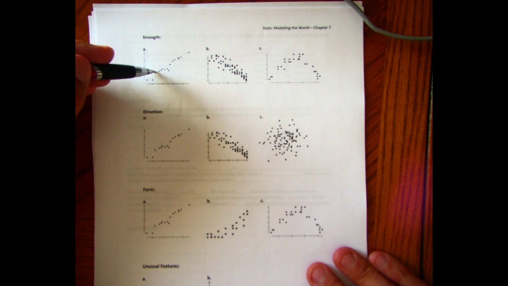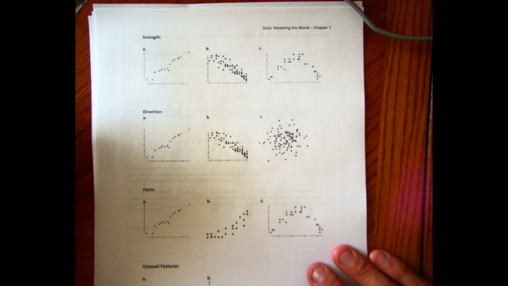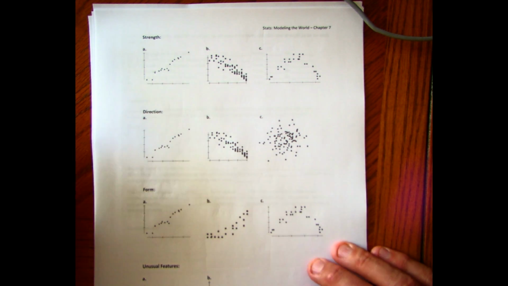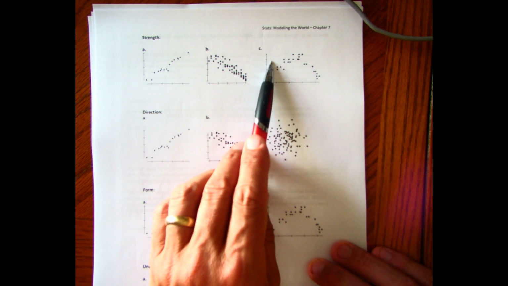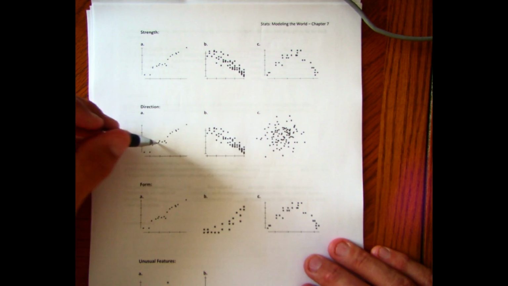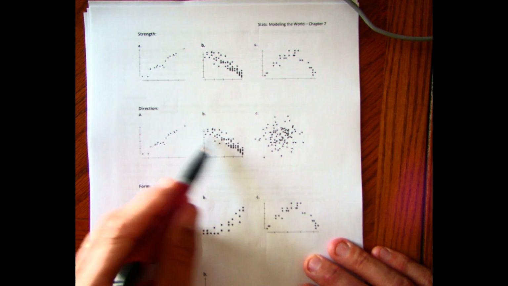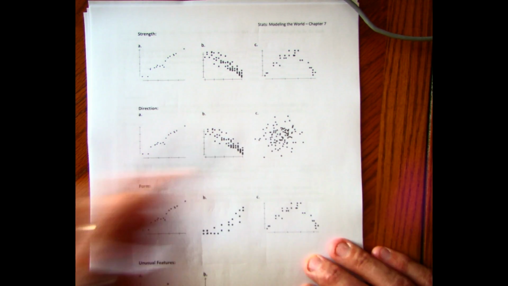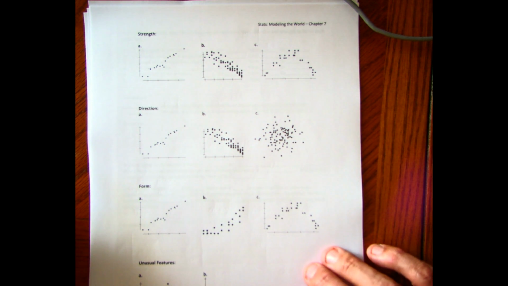Okay, so strength. This is strong. Okay, this is moderate. This right here is pretty strong, though not linear. And it's a pretty strong relationship. Direction, this is positive. This is negative. And this is really, we don't know. So we don't know what the direction is.